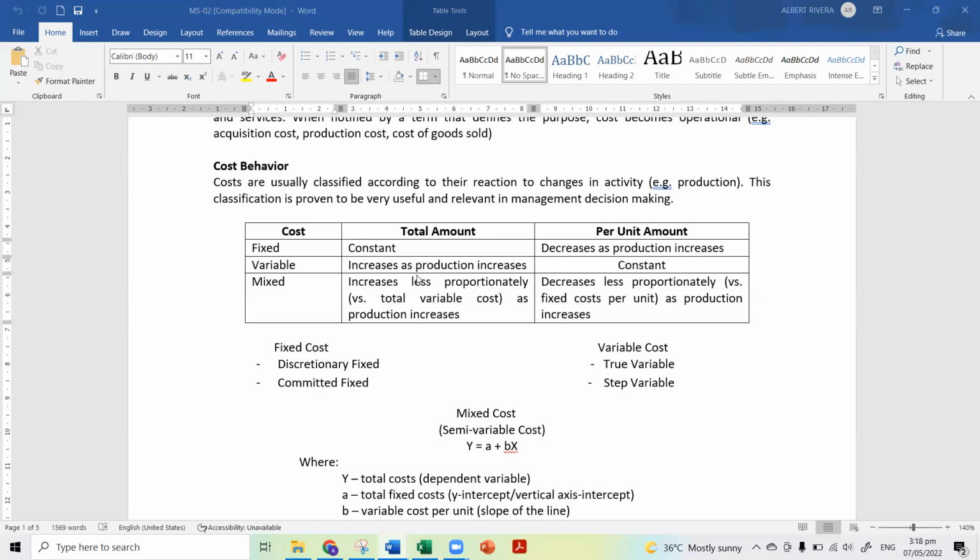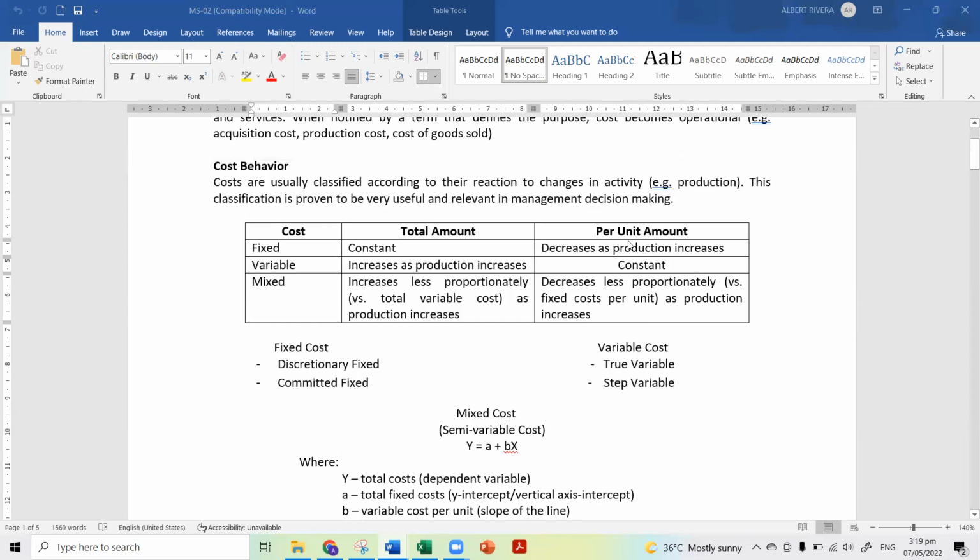So what is now the behavior of variable cost? The behavior of variable cost is that it increases as the production in a manufacturing setting increases. But the per unit amount is still constant. So this is now your fixed cost that is constant in total.